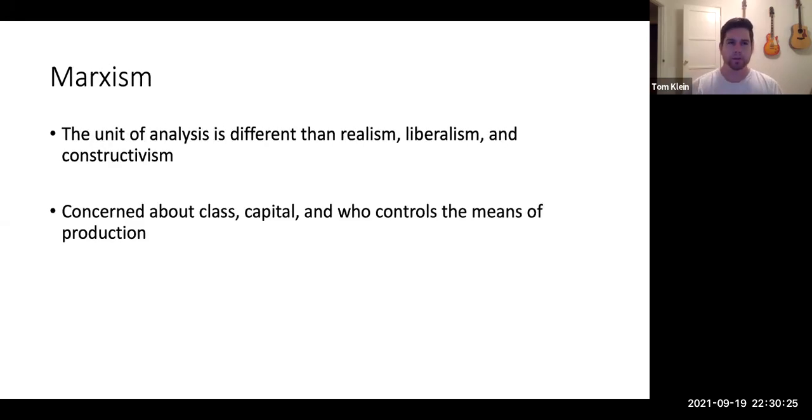So Marxism is, of course, very different from the three international relations theories we've talked about before. So different, in fact, that its basic unit of analysis is very different than realism, liberalism, and constructivism. When we're talking about these other theories, we're looking at the international system and states' relationships with the international system. Different theories have different ways of identifying that, whether the actors affect the system or the system affects the actors, or in the case of constructivism, whether it's the identities of the actors that affect the system. Marxism is more concerned with economic aspects, especially class, capital, and the control of the means of production.